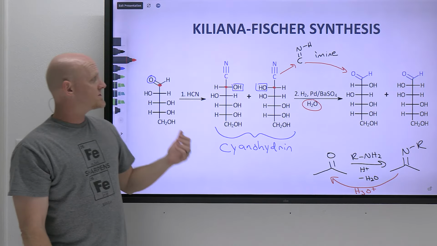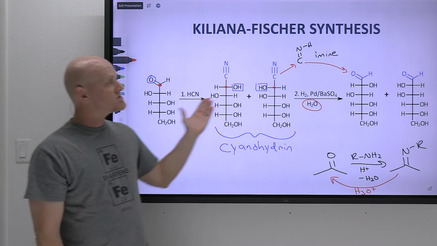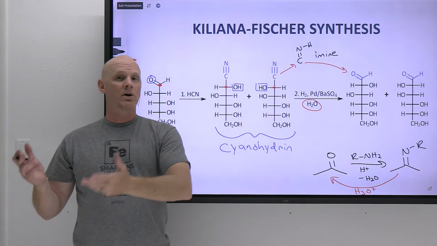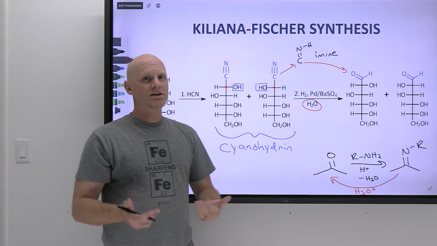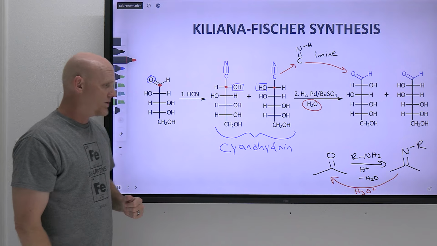But overall, one additional carbon, in our case going from an aldopentose to an aldohexose, but you could go from like an aldotetrose to an aldopentose. So the idea is you're just adding one additional carbon to an aldose.